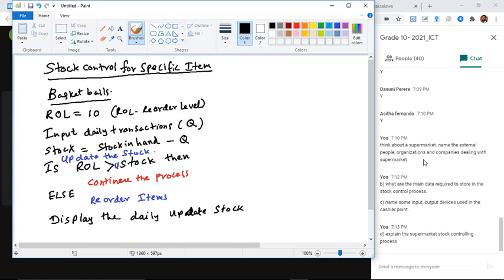What are the main data required to store in the stock control process? So what kind of things? Data about the suppliers. Suppliers' data should be there, because if some item is not available we need to contact them. Here I have taken basketballs. So in this supermarket we are selling sport items. If I want sport items, to whom do I have to contact? I need to maintain some details about the suppliers who are supplying sport items. So we have to record all the details about the suppliers, their contact numbers, their email addresses, everything.